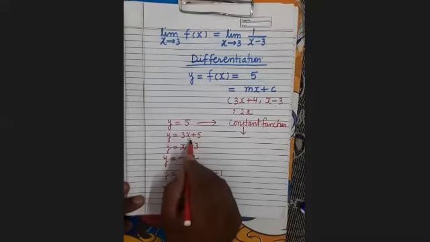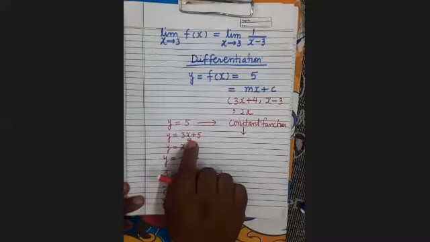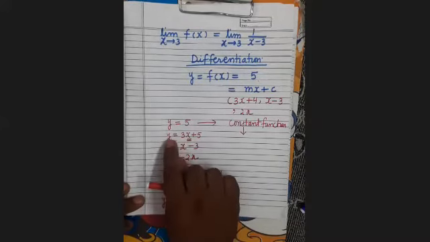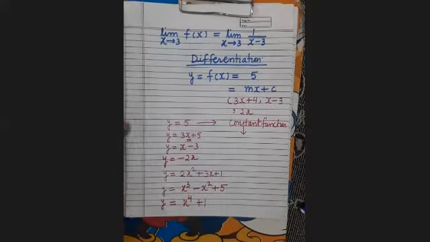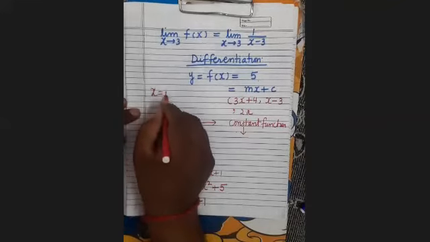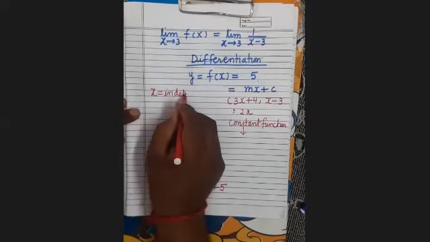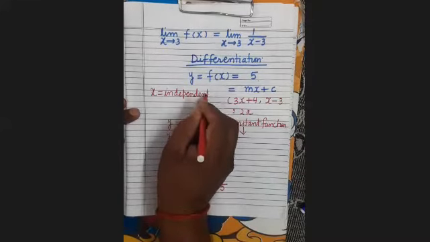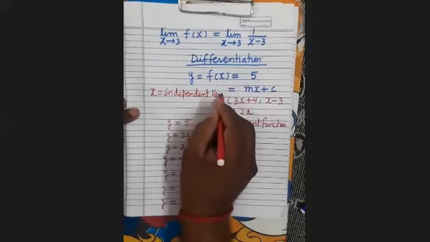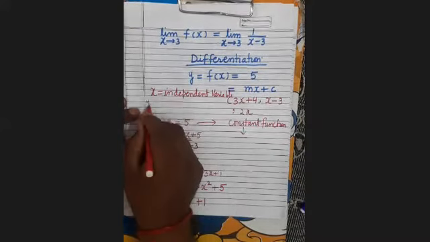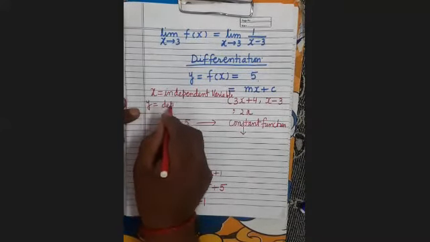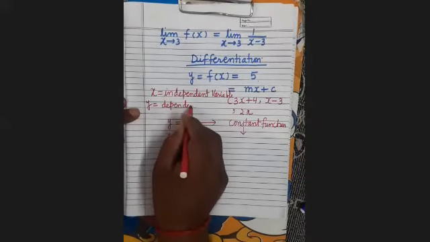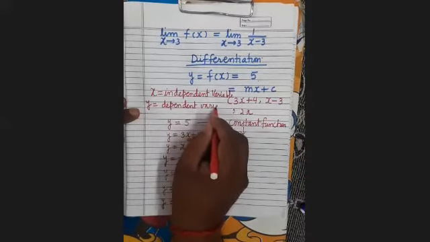Here x is a variable, and what kind of variable? x is an independent variable. We can take the value by our choice, but y is a dependent variable. Dependent means whose value depends on x. And x is what? It is an independent variable, and y is a dependent variable. Is it clear?